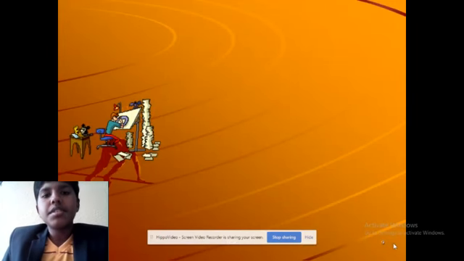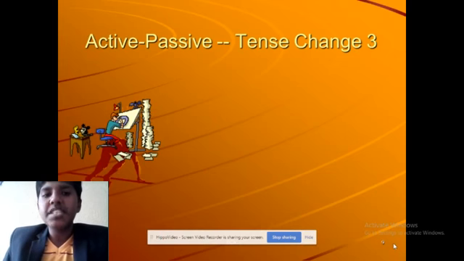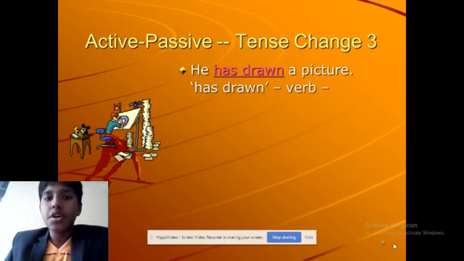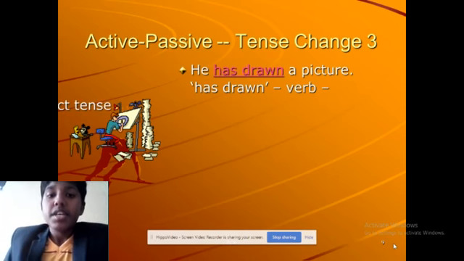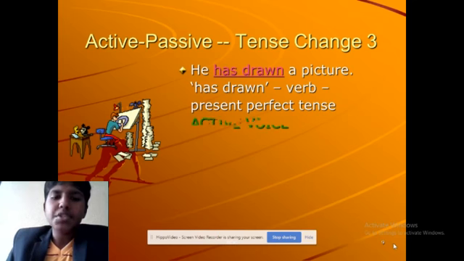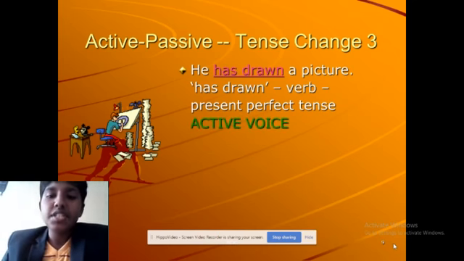So next comes tense change 3, which is the present perfect tense. This is in the present perfect tense. He is the subject, picture is the object, and has drawn is the verb. So it is in the present perfect tense and in the active voice. Now we have to change it into the passive voice. So we change the picture, which is the object, into the subject.